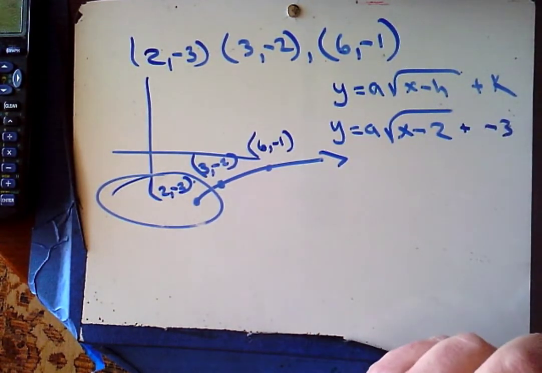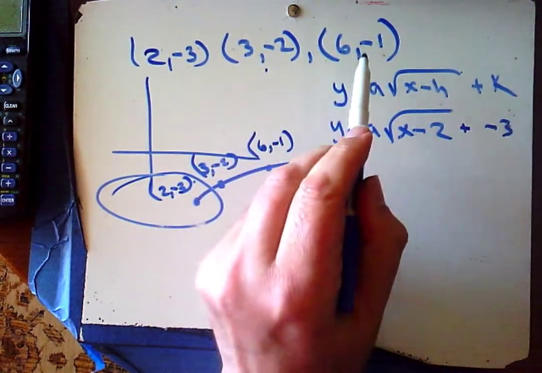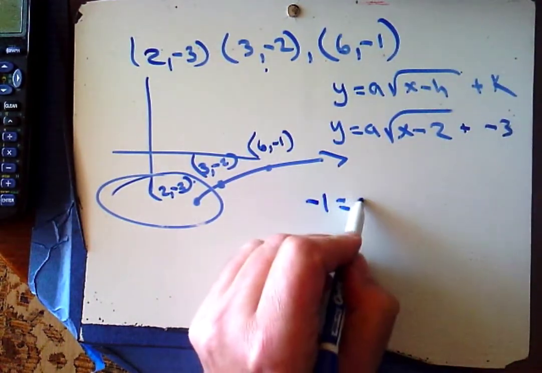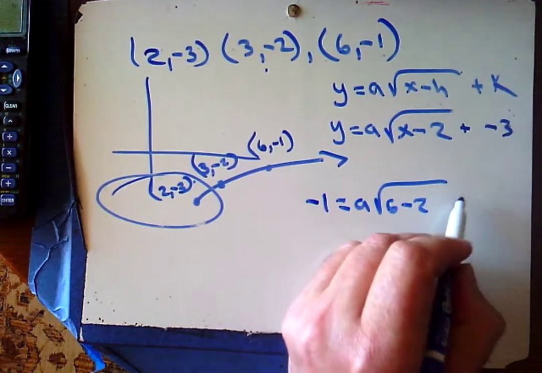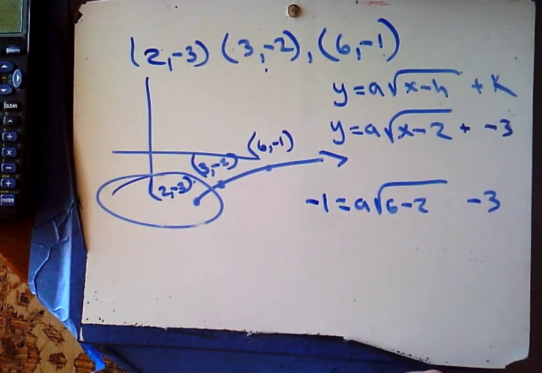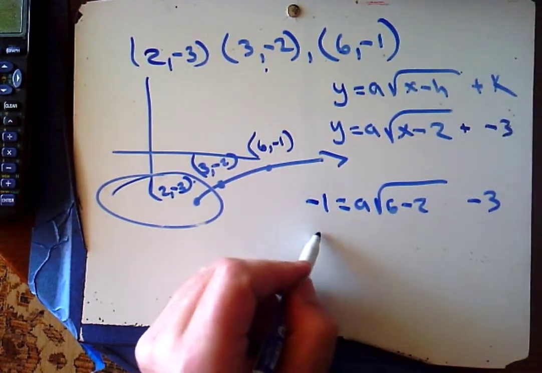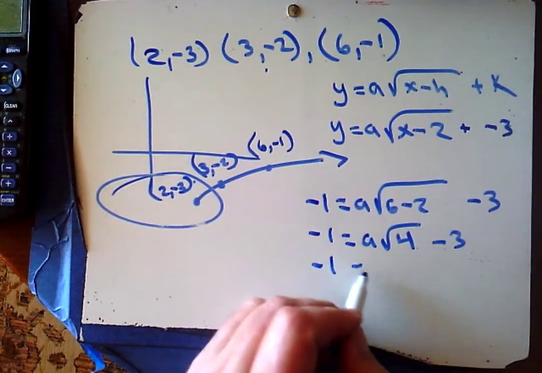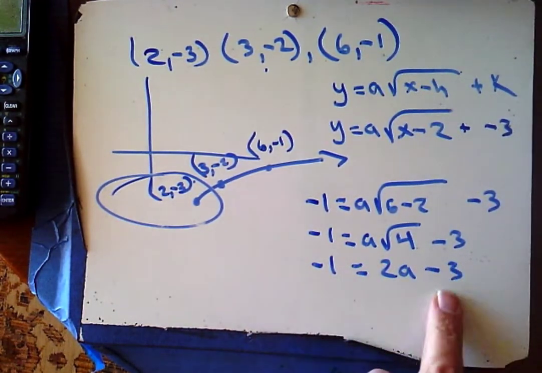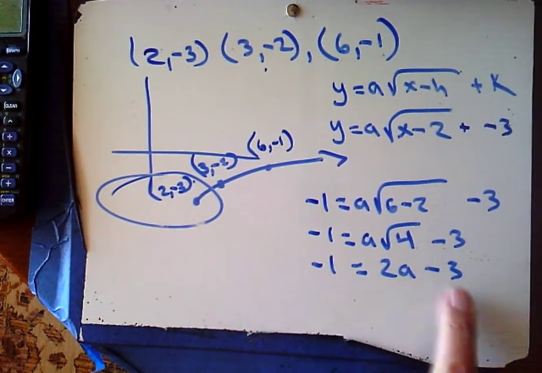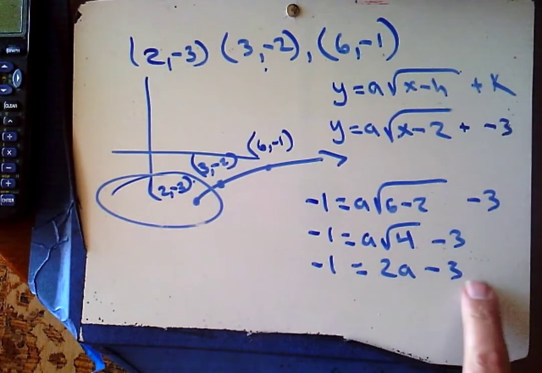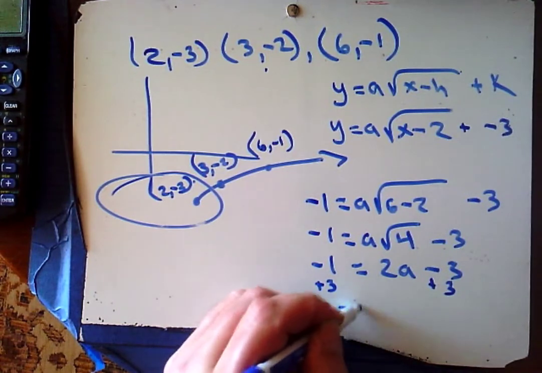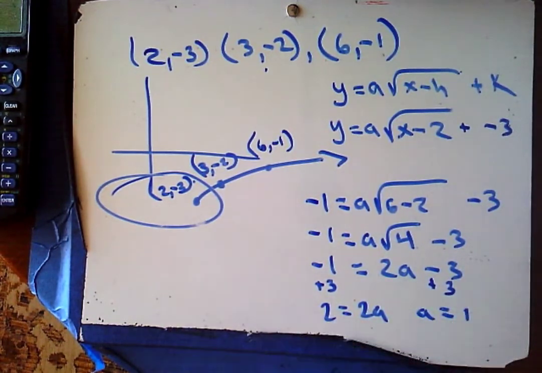So we're almost done. We still need to plug in another point, either this one or this one, to help us solve for a. So what about negative 1 equals a square root of 6 minus 2? Positive times negative is minus 3. Well, 6 minus 2 is going to be square root of 4, and the square root of 4 is 2 times a. Please don't turn this into negative 1a. Please don't turn this into 5a. I can't combine these because there's no a over here. I can add 3 to both sides and get 2 equals 2a. So I know a equals 1.